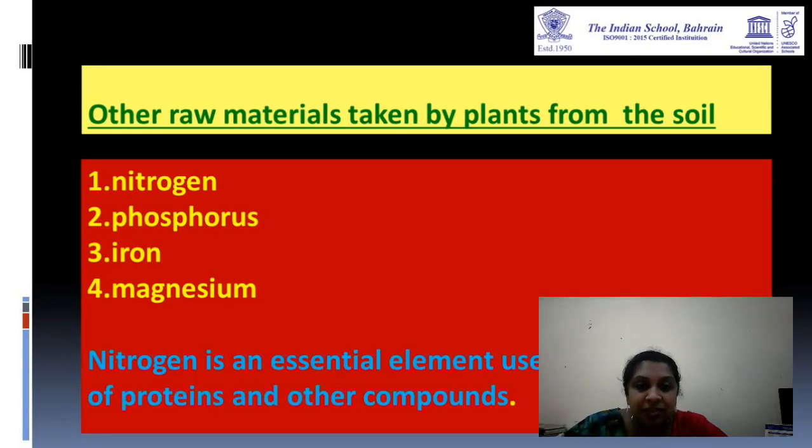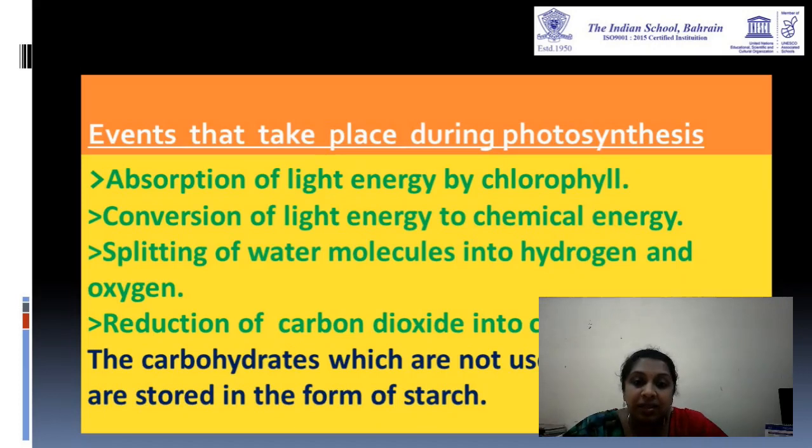Nitrogen is an essential element that is used for the production of proteins and other compounds. Nitrogen is also obtained by the plant in the form of inorganic nitrites or nitrates. The atmospheric nitrogen is converted into organic compounds by the nitrogen fixing bacteria. I'm sure you all have studied about the nitrogen cycle last year. Next topic is the events that take place during photosynthesis.